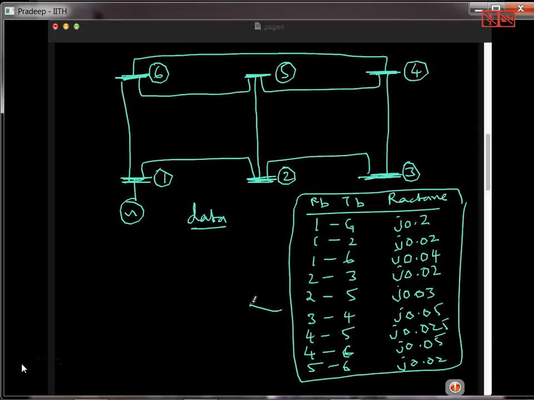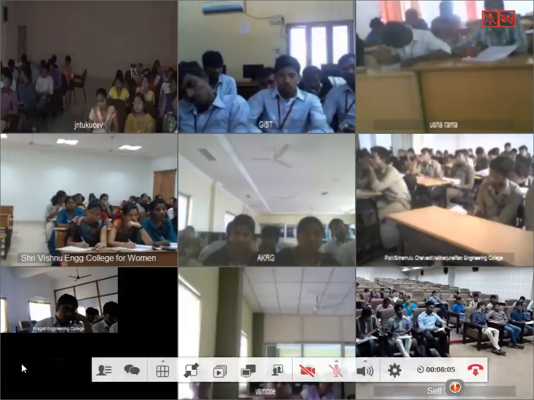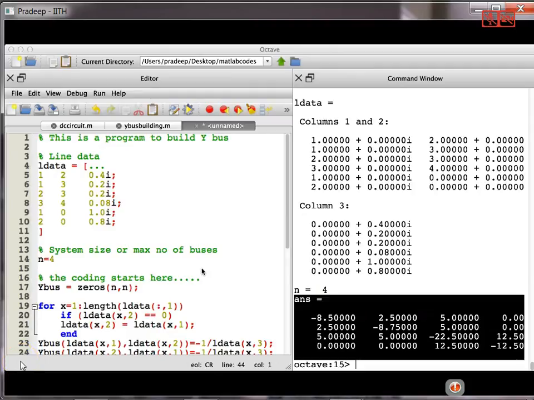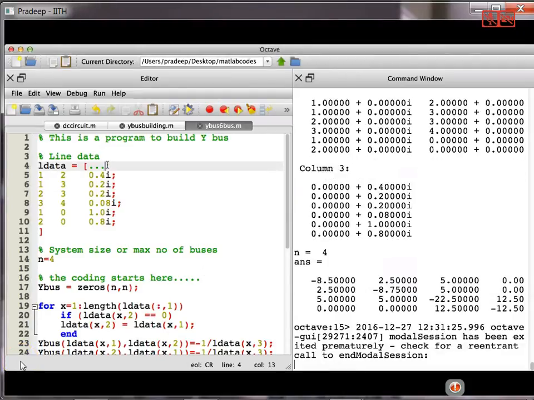So from this data, what is the Y bus? Again, the code that we have written, we can use it very easily to do this. Since we are almost at the end of the class, let me just take 2 minutes and then I'll wind up. The code is already ready, so I just have to change the data and then I'll get the solution to the new problem.